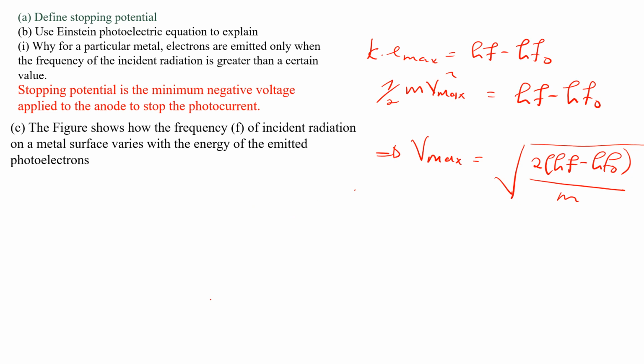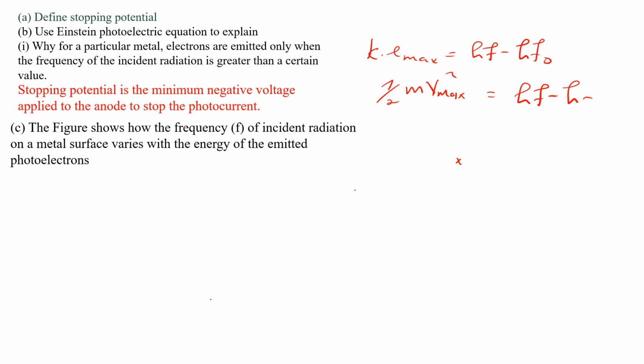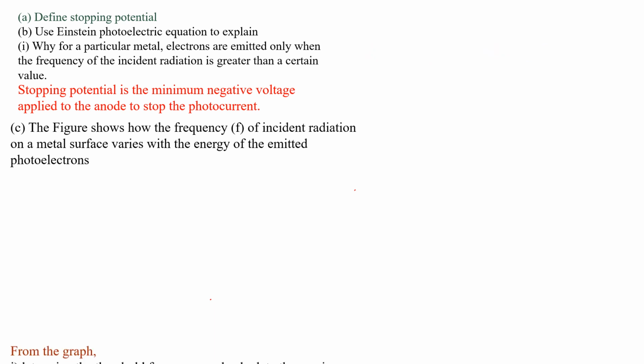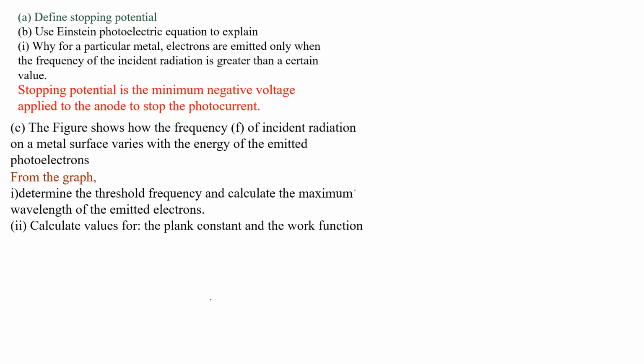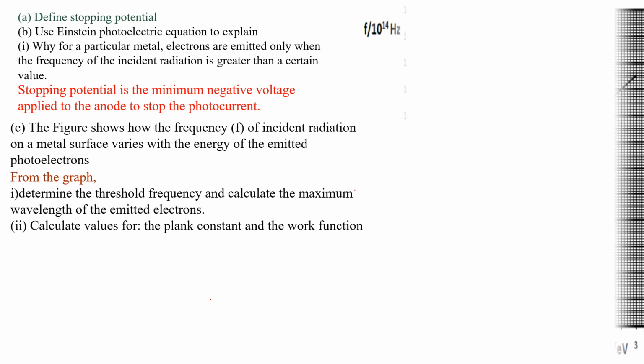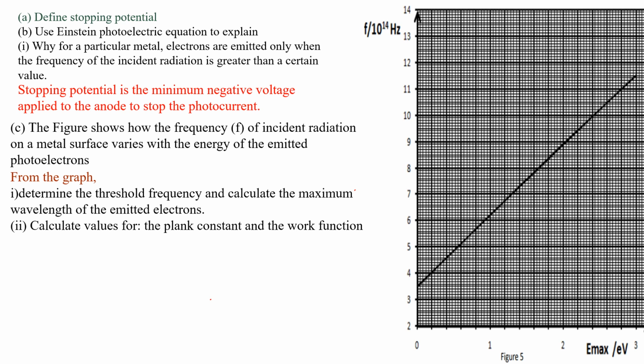Now the c part says the figure below shows how the frequency f of incident radiation on the metal varies with the energy of the emitted photoelectrons. From the graph, determine the threshold frequency and calculate the maximum wavelength of the emitted electrons. Roman 2. Calculate the value for the Planck constant and the work function. So that is the graph.